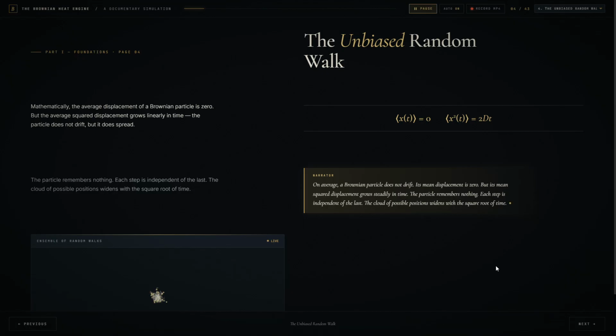On average, a Brownian particle does not drift. Its mean displacement is zero. But its mean squared displacement grows steadily in time. The particle remembers nothing. Each step is independent of the last. The cloud of possible positions widens with the square root of time.